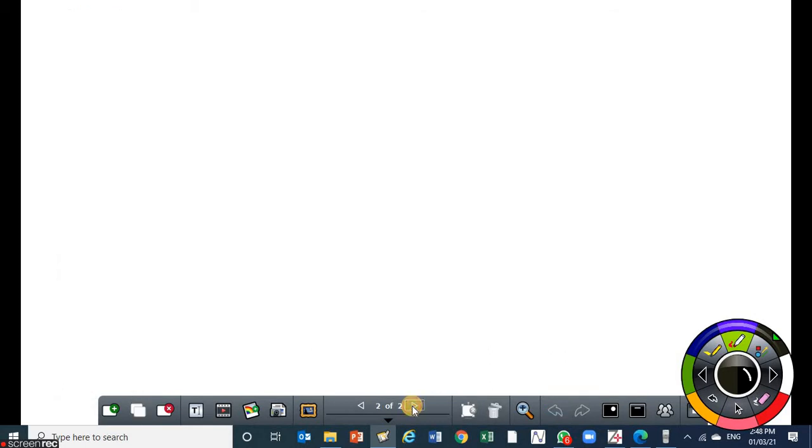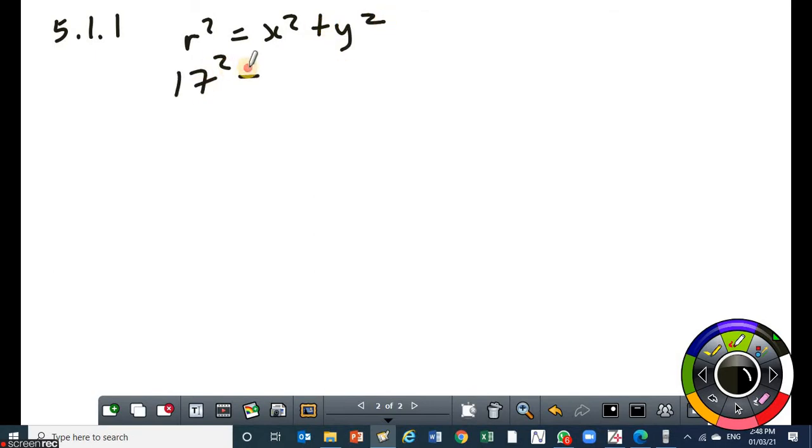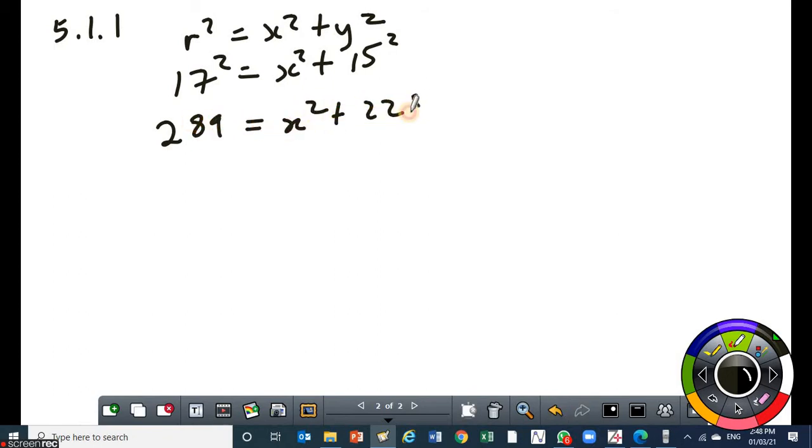Okay, so on the next page, I'm going to start by doing my calculation. So 5.1.1, I'll just start by writing r squared is equal to x squared plus y squared. What is my r? 17. What is my x? That's the one I want to calculate. What is my y? It's 15 squared. Now this gives me 289. Okay, that's x squared plus 225. So your x squared is going to be 64, so x will be plus or minus 8.